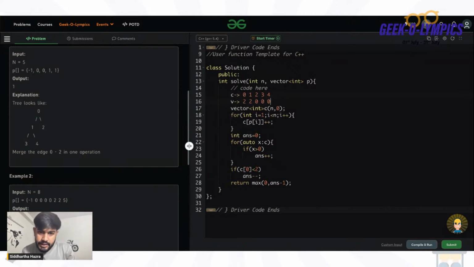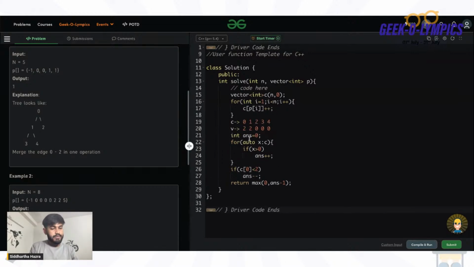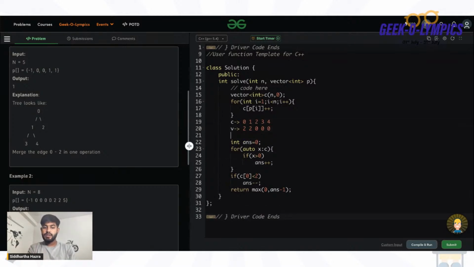So after this point, we got the array something like this. Up to this point, the value of C came like this. Then we are saying that if the value of x is greater than 0, then do answer plus plus. So the answer will go plus one on 0, plus one on 0. So the answer will become 2. Then no values are there. If c of 0 is less than 2, answer minus, just let me see.